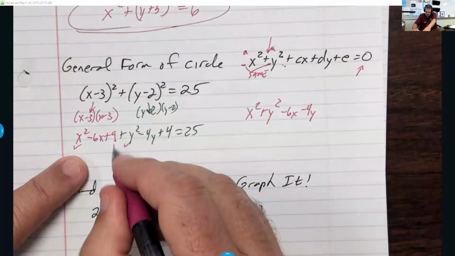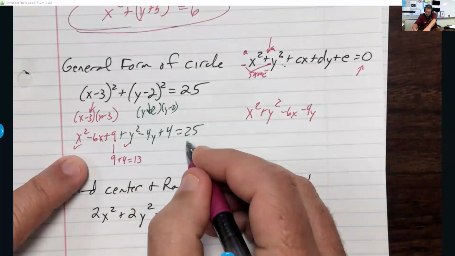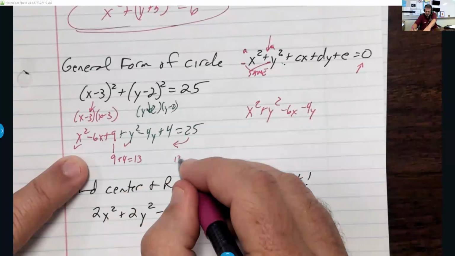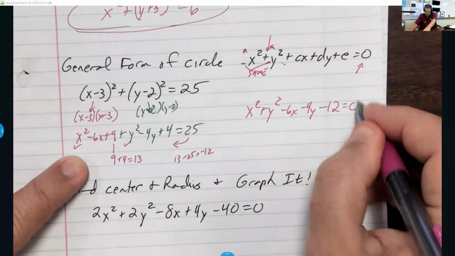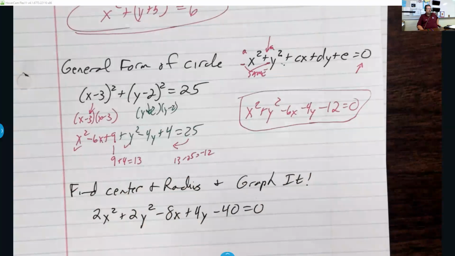And the constants, 9 plus 4 is 13, and this 25's got to come to the other side because it's equal to 0. So 13 minus 25 is negative 12. Minus 12 is equal to 0. And there's my general form of the circle. And I know it's a circle because of the x squared plus y squared. Okay, as long as it has x squared plus y squared, it's going to be a circle.